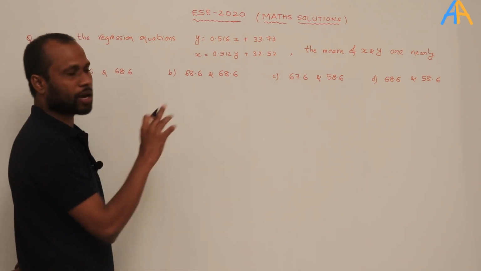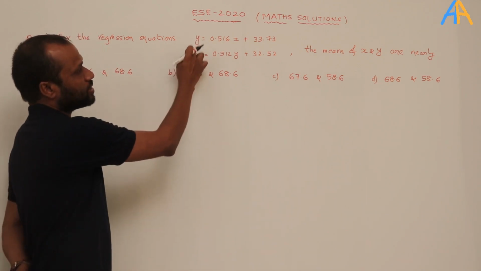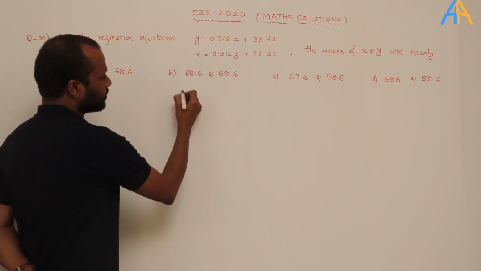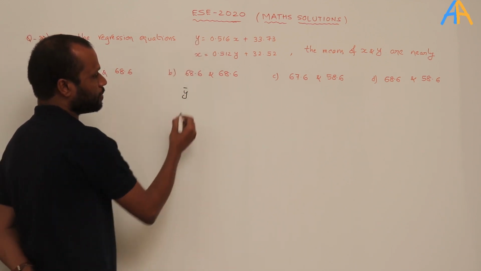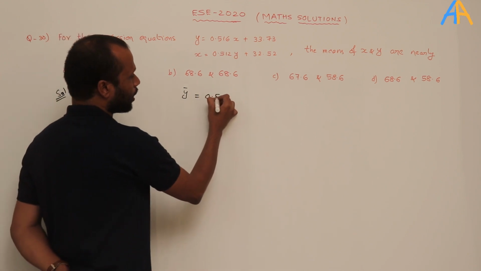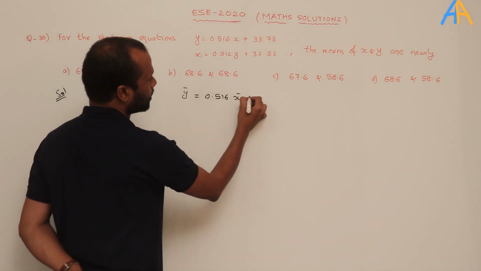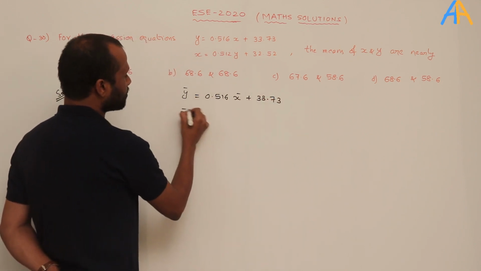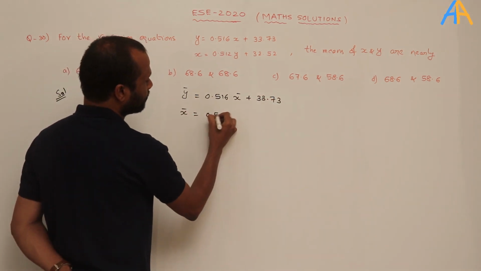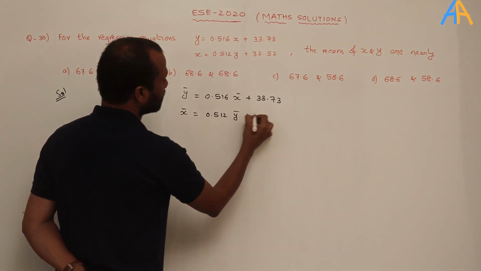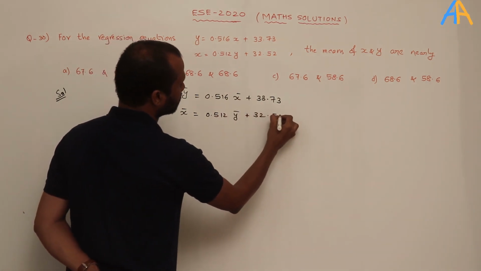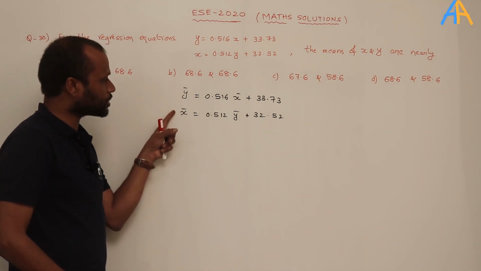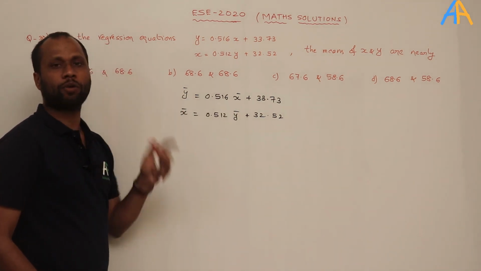That means x bar and y bar, the means, would satisfy these two equations. Okay, this we know. Now rewriting this equation, substituting x bar and y bar, it becomes y bar equal to 0.516 x bar plus 33.73, and x bar is equal to 0.512 y bar plus 32.52. So these are the two equations. Now you have to solve these two equations to find out what x bar and y bar are.